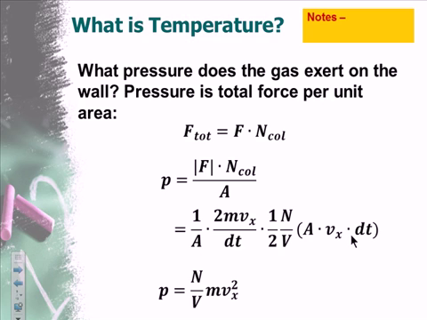And if we do some math, and I clicked my button early, but if we do some math and it looks like some things cancel out, then you will get N over V times m vx squared. And that is the total pressure that the gas exerts on the wall.